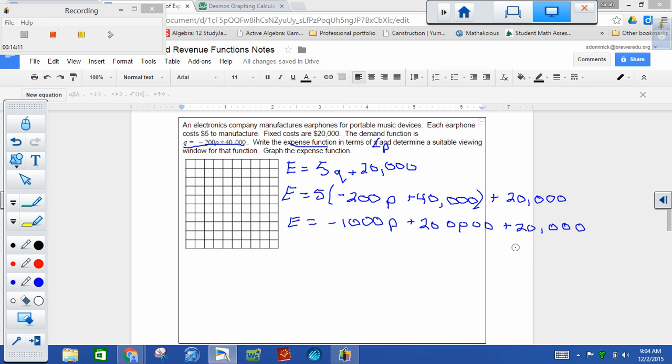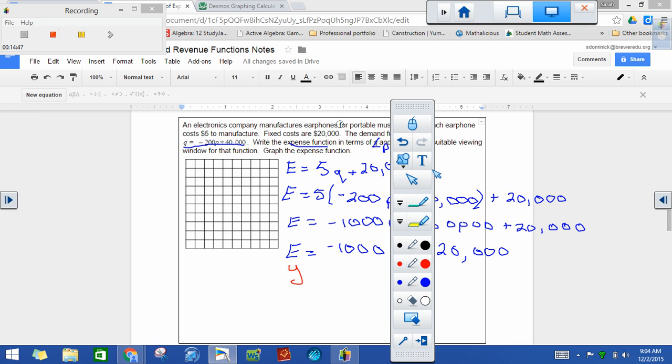Combine these that don't have p's. Oh gosh, that's supposed to be a comma 0. So your expenses are going to equal negative 1,000 p plus, and then 200,000 and 20,000 will get me 220,000. Again, don't forget when you go to put it in Desmos, change your E to a Y, change your P to an X, and then just kind of zoom out so you can see it, and screen capture that, and you're all set.